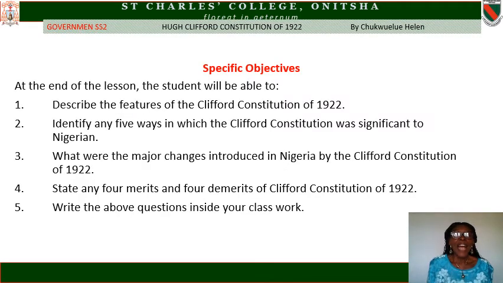Specific objectives. At the end of the lesson, the students will be able to: 1. Describe the features of the Clifford Constitution of 1922. 2. Identify any 5 ways in which the Clifford Constitution was significant to Nigeria. 3. What were the major changes introduced in Nigeria by the Clifford Constitution of 1922? 4. State any 4 merits and 4 demerits of the Clifford Constitution of 1922. And lastly, write the above questions inside your classwork.